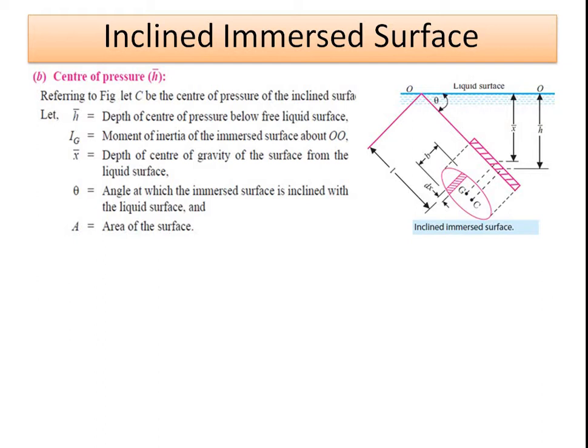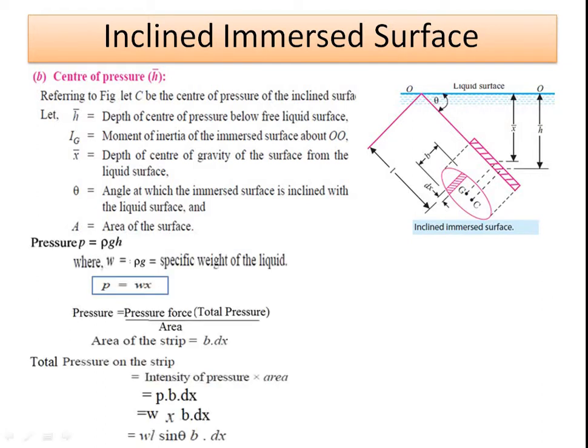Let Ig be the moment of inertia of the immersed surface about point OO. Then x bar is the depth of the center of gravity of the surface from the free liquid surface. Theta is the angle at which the immersed surface is inclined with the liquid surface, and A is the area of the surface. Now this is the initial condition that we discussed at the very first point.